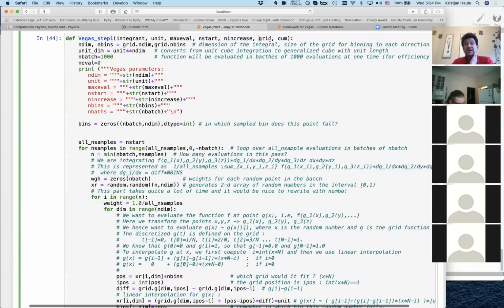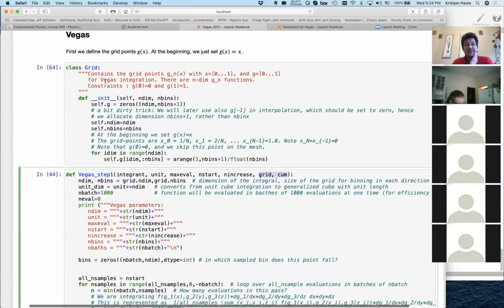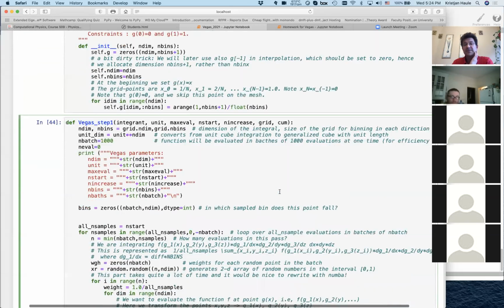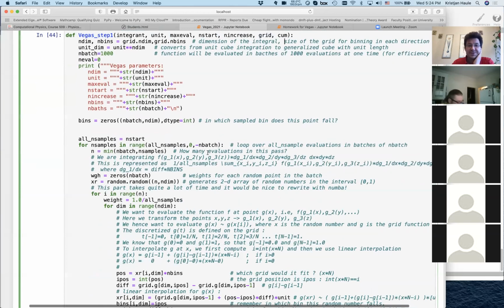Okay, and then the two classes are needed, grid and cum, and we discussed what this grid is. Grid is this class grid here, and cum is this cumulant, which contains all the average squares, projections, and so on. Now at the very beginning, we are going to get the number of dimensions and number of bins from the information that is contained in grid. The input here is grid, and grid already contains information about the dimension and the number of bins. So we don't ask the user to provide this again, because it's already contained in the grid. We just use it from there.